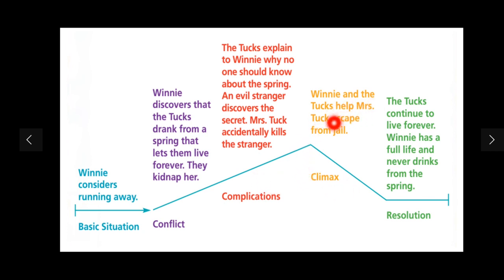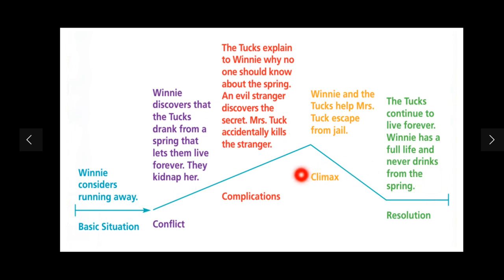Winnie and the Tucks help Mrs. Tuck escape from jail. This is the climax. What happened next? You take interest. And finally, we have the resolution: the Tucks continue to live forever. Winnie has a full life and never drinks from the spring. So here the problem is solved.